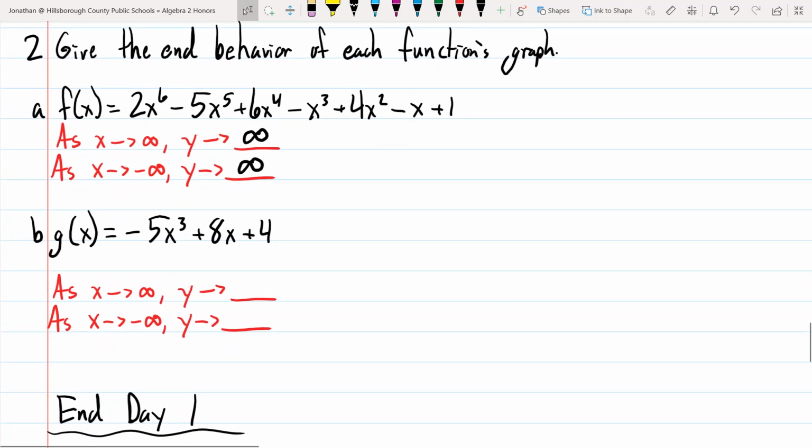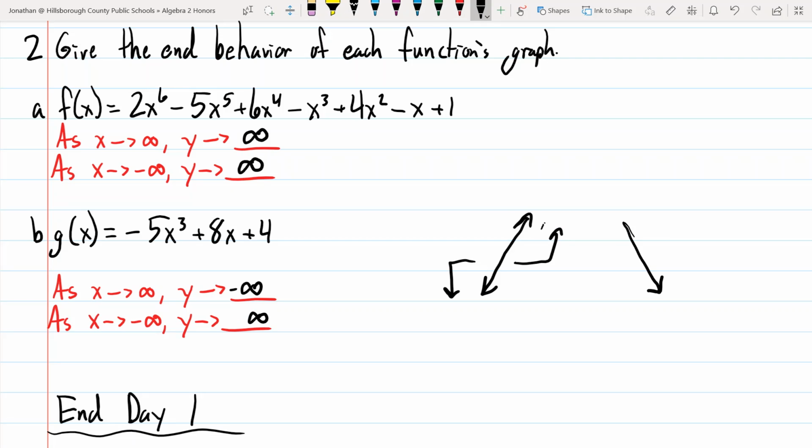Letter B, I see an odd function with a negative lead coefficient. So my best advice for remembering how your odd functions work is picture a regular odd function. As we go right, it goes up. As we go left, it goes down. It should match what you have. However, this one is negative. So we're going to be having the opposite.